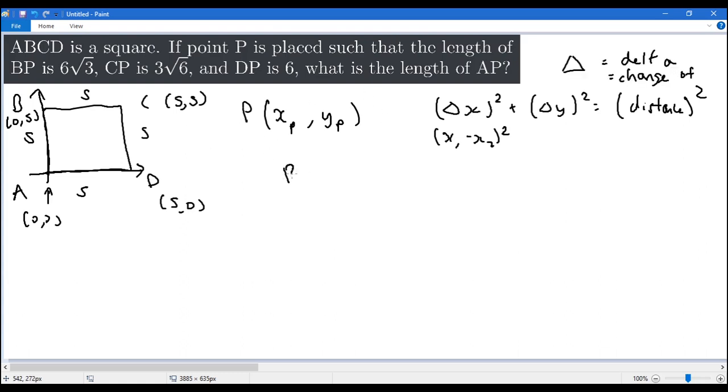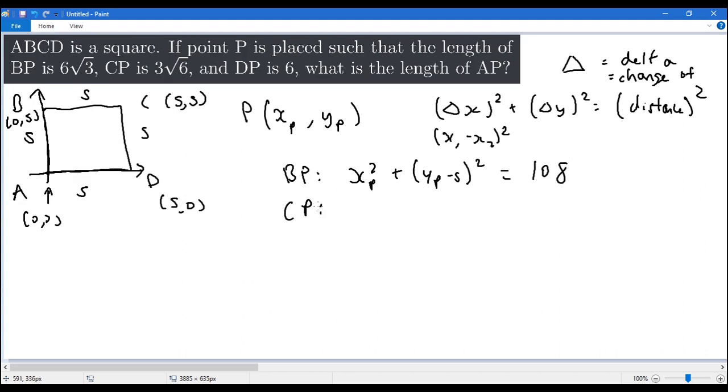So let's look at BP first. What do we know? The change in x goes from 0 to xp, so it's simply xp squared. Change in y, S to yp, so we have yp minus S squared. And what is this length? 6 root 3 squared. 6 times 6 is 36. 36 times 3, if you go left to right, we have 3 times 3 is 9, and 6 times 3, 18 carries over. So we have 108.